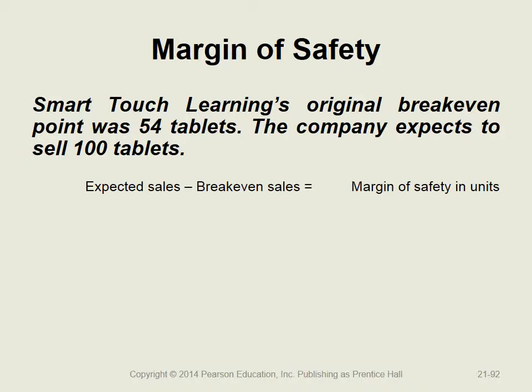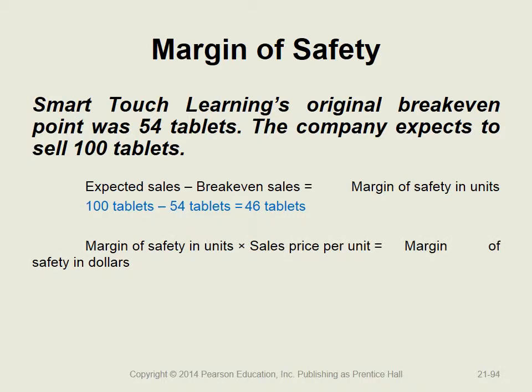It is the cushion between profit and loss. Managers use the margin of safety to evaluate the risk of both their current operations and their plans for the future. We can calculate the margin of safety in units, in dollars, or as a ratio. Let's begin by calculating the margin of safety in units for Smart Touch Learning. The margin of safety in units is 46 tablets. This means that sales can drop by 46 tablets before Smart Touch Learning incurs loss.